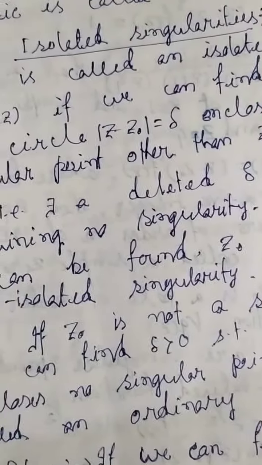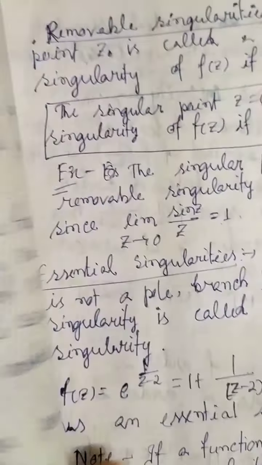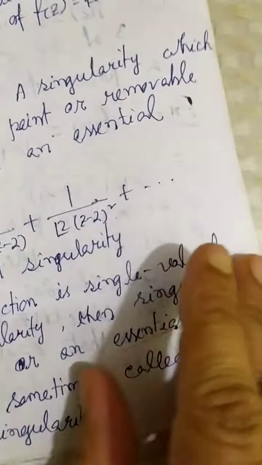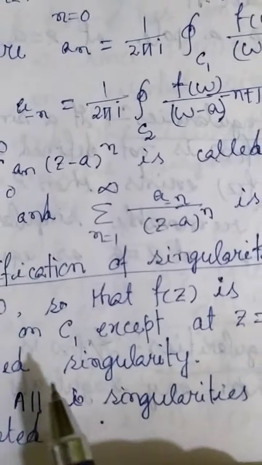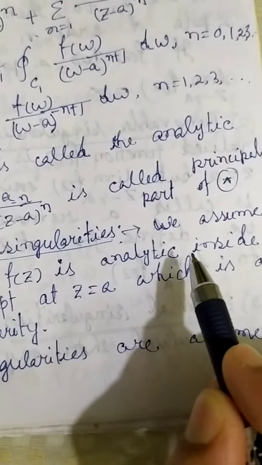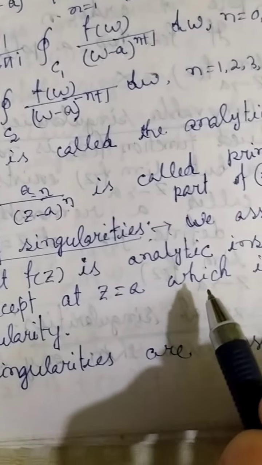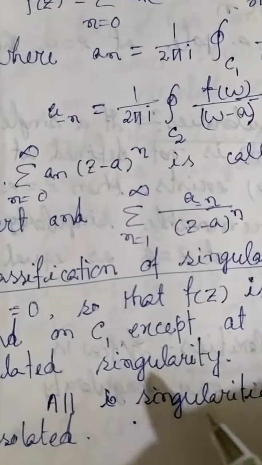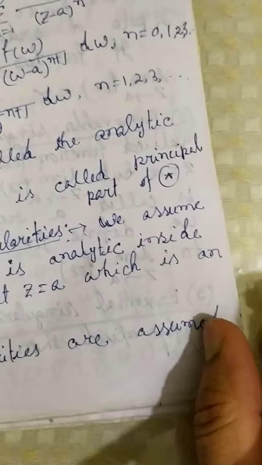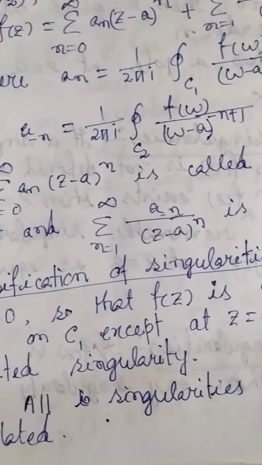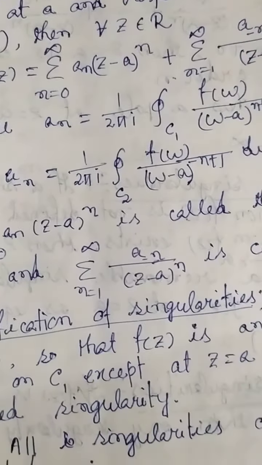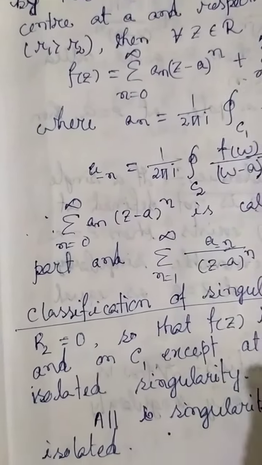So here this is the same thing. If I consider r2 equal to 0, the radius of the second circle is equal to 0, so that f(z) is analytic inside and on C1 except at z equal to 0, which is actually the isolated singularity. So here, all singularities we discuss are assumed to be isolated.